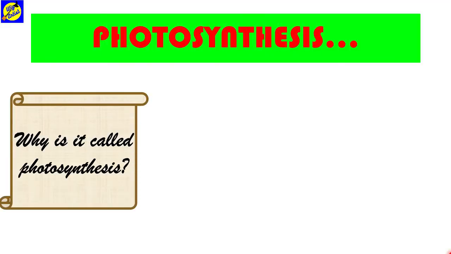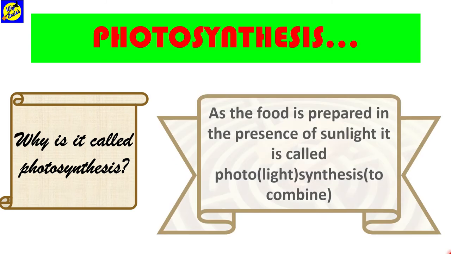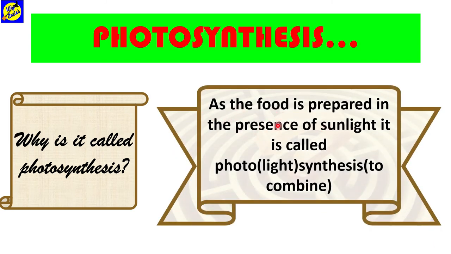Okay, now why is this process called photosynthesis? The answer is, as the food is prepared in the presence of sunlight, it is called photo, which means light. Which light? Sunlight. And synthesis means to combine, to mix. So that is why this process is known as photosynthesis.